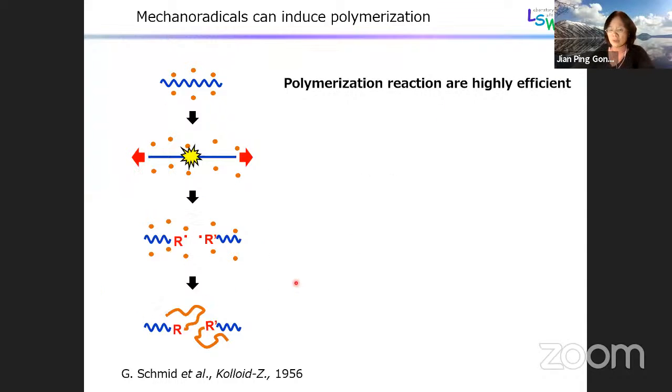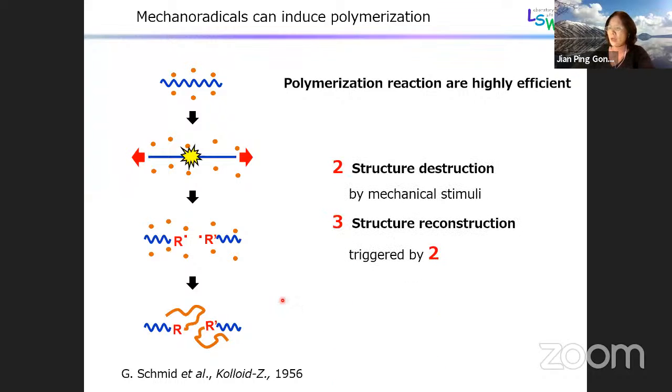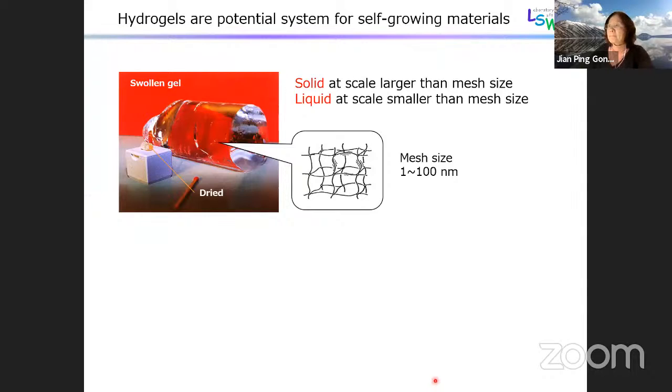Using such efficient chemical reactions, we can do structural destruction by mechanical stimuli and also structural reconstruction triggered by this structure destruction. So that's the idea.